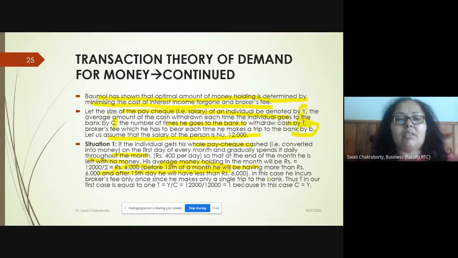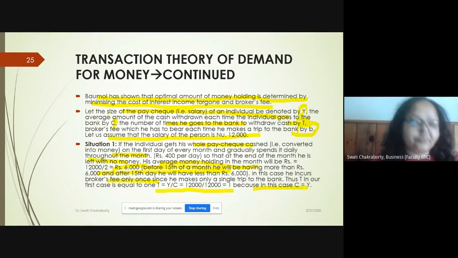And in this case, what happens? He's incurring the broker's fee only once, because one time he's going. So T, the total number of times he goes to the bank, is Y by C, which is 12,000 by 12,000, which is 1. Because Y and C are equal in the first case, in this situation.